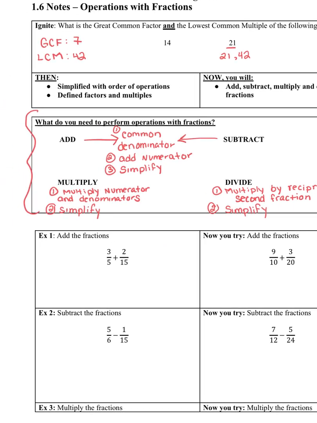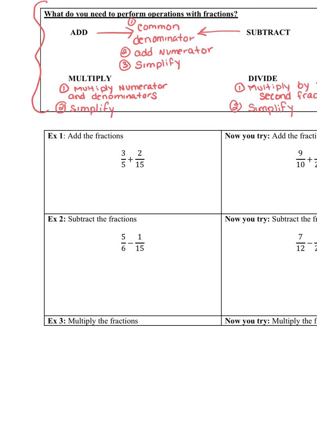So let's practice. In the first set, we are going to add and subtract. So that means we need a common denominator. Common denominator requires the lowest common multiple between the two. So looking at 3/5 and 2/15, I'm working with 5 and 15. The lowest common multiple would be 15, right? 5 goes into 15 if I just multiply it by 3. And so I multiply the 5 by 3 and the top by 3. And now I have 9/15.